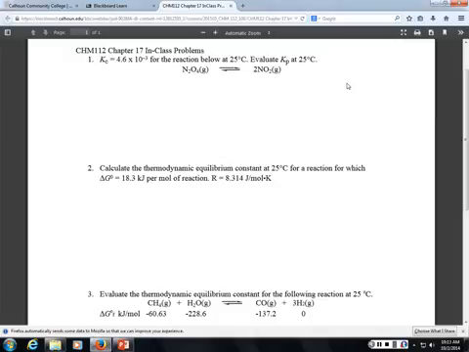Just watch what you did there. You have to convert to joules. Remember your R is in joules. Did you convert to joules? Be sure you convert the delta G from kilojoules to joules in number 2, because remember your R is in joules, so whatever your R units are, those have to be in your equation.